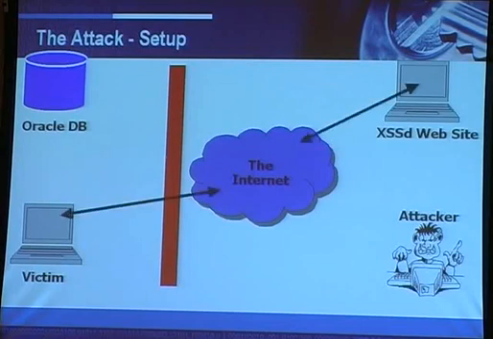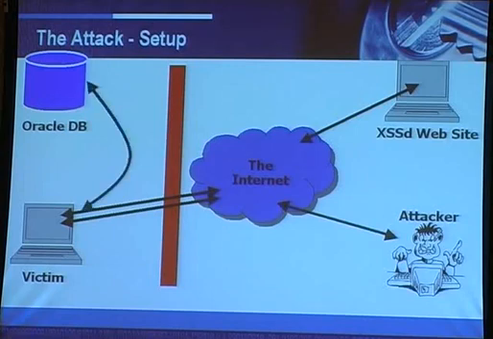Basically it's going to work like this. The victim goes out to a cross-site scripted website. That website hands over client-side control through cross-site scripting to an attacker, which we're going to show you. Then we use the remote control from the attacker on the applet to access the Oracle database. That's how it's going to work.